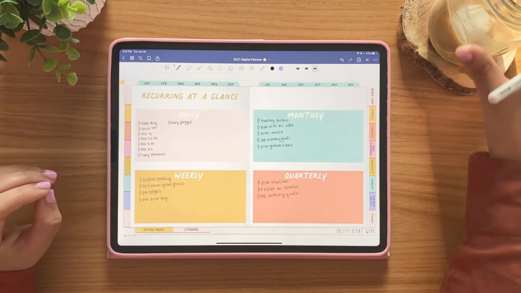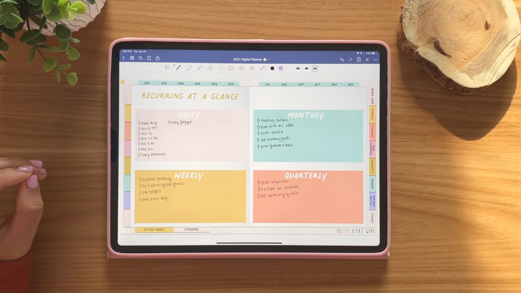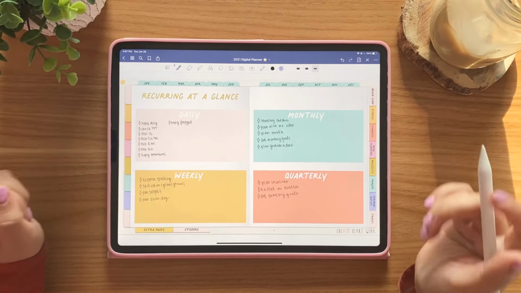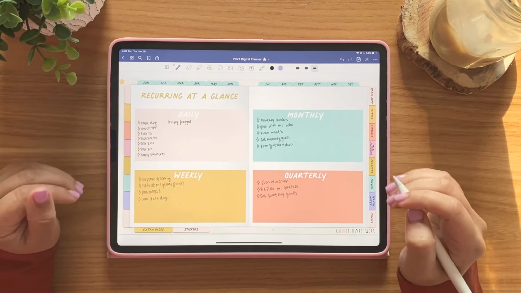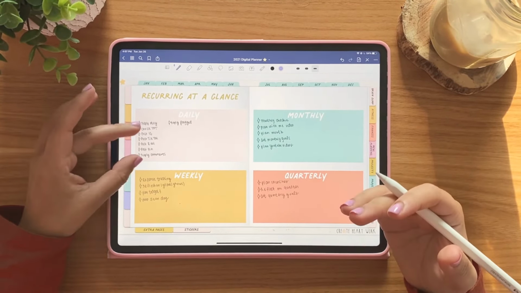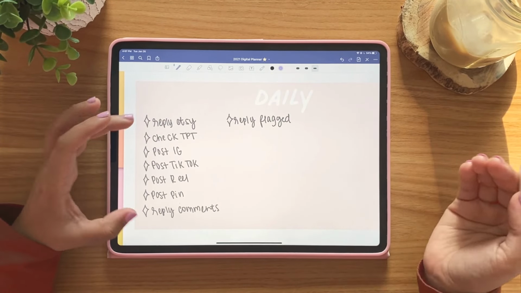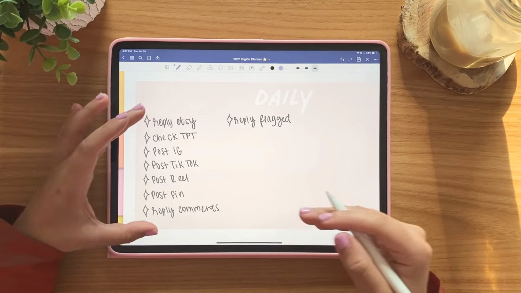Then we have our recurring at a glance. So these are things that need to happen that obviously are recurring. So daily, these are daily things that I do: reply to Etsy, check TPT, post, reply.